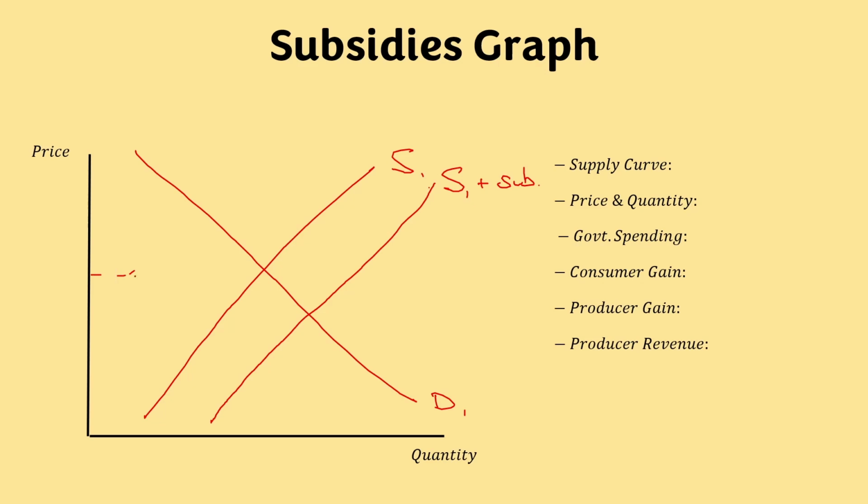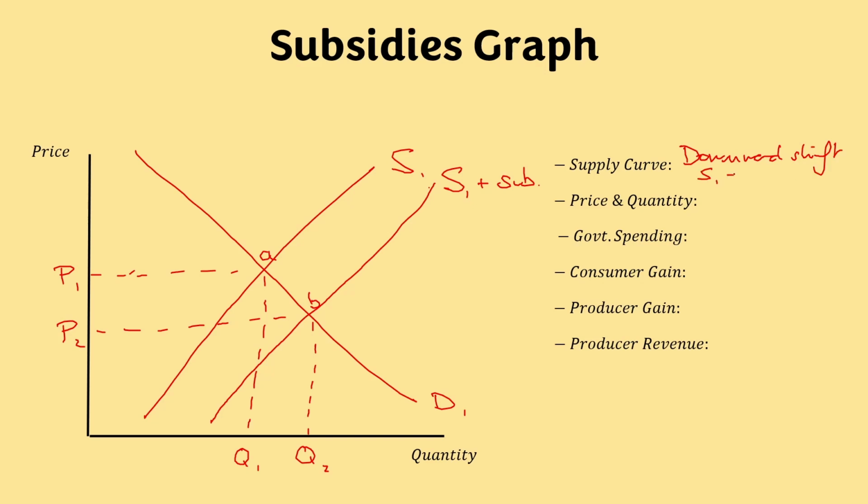Now, of course, we start at equilibrium. And then we go to the new equilibrium. So we can say P1, Q1, P2, Q2. And then we'll put some letters here, A and B. Okay, great. So firstly, the first impact, right, is on the supply curve. Now, like we said, there's a downward shift, right? From S1 to S1 plus subsidy.